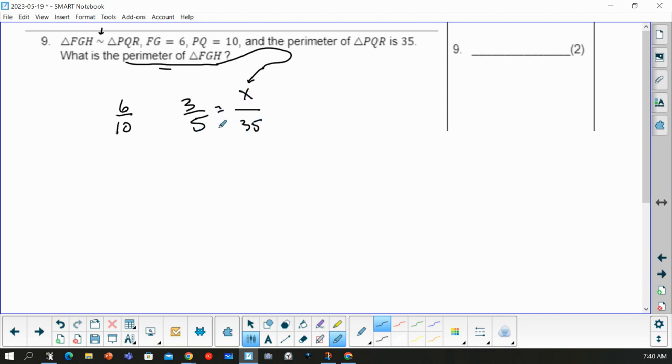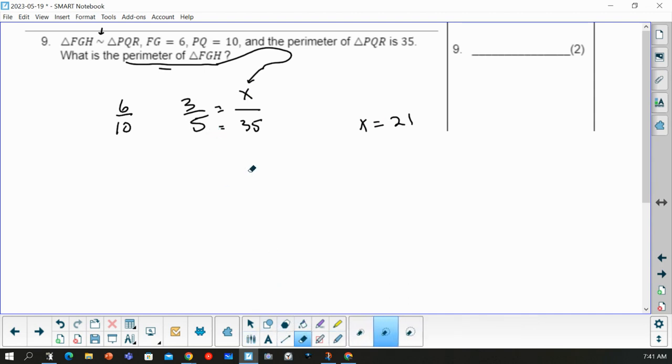By the way, a little side note, in case you ever see something like this: I know that 5 times 7 equals 35. That means I can go up here and go 3 times 7 equals this. So X is going to equal 3 times 7, which is 21. If you see that, you can do that. Okay, if you don't see that, that's okay. You can still cross multiply.